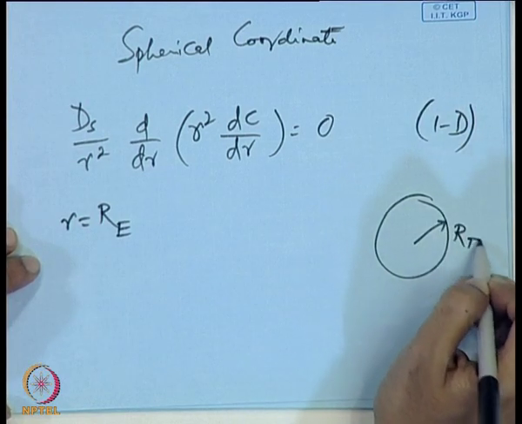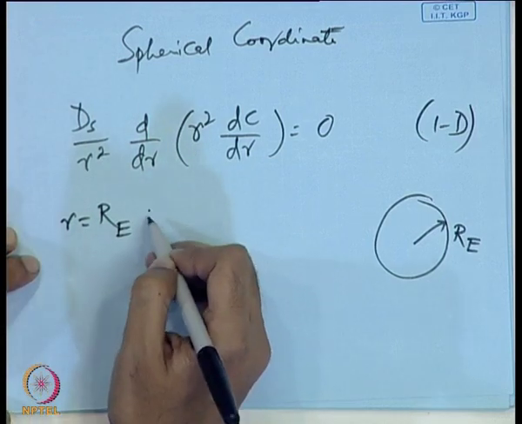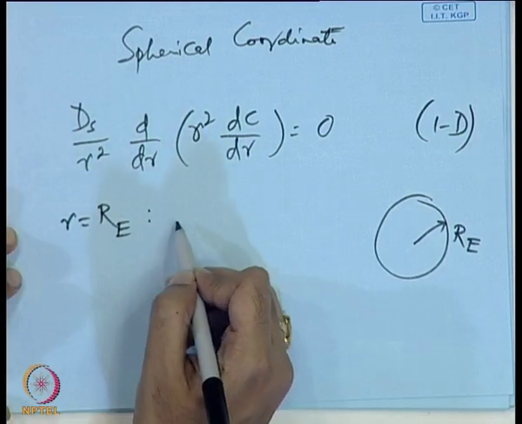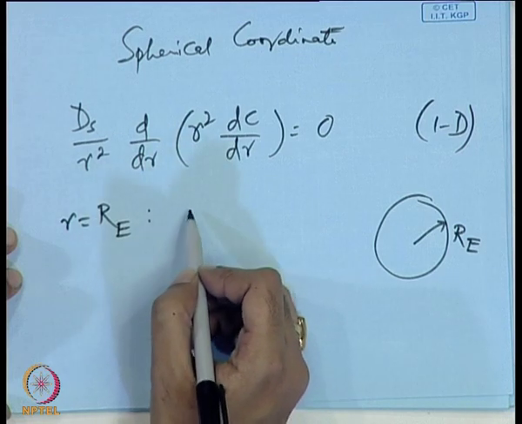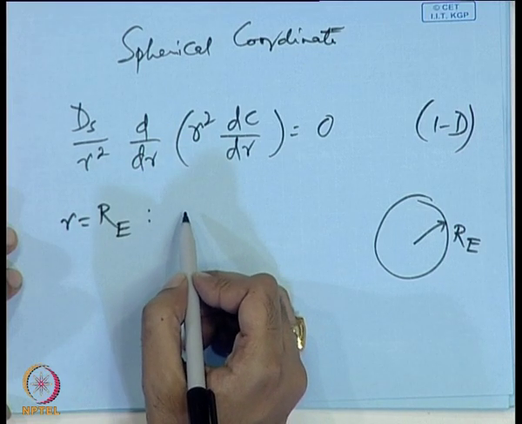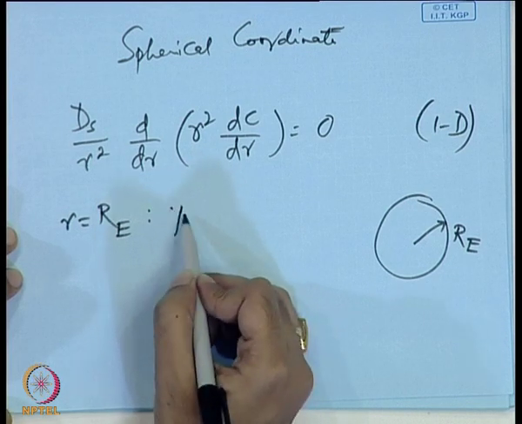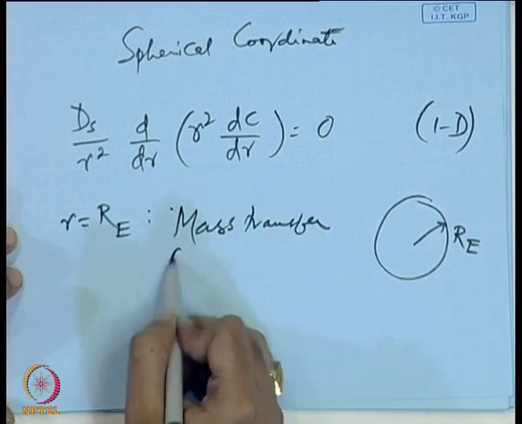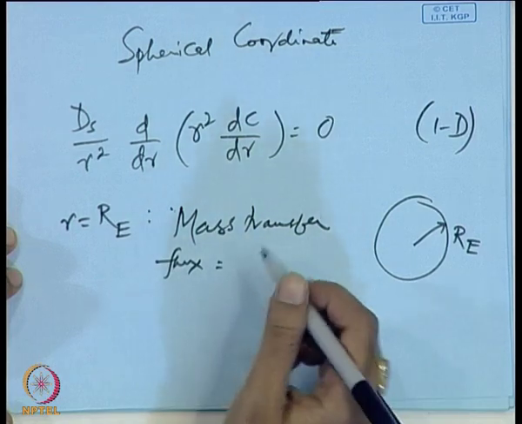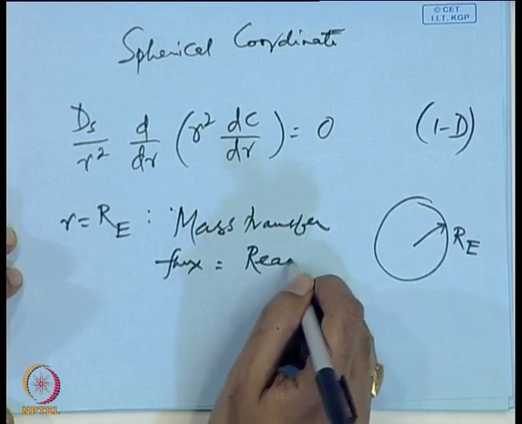Okay, what did you have? Just tell me conceptually, maybe we will write it a little later. Rate of diffusion is equal to mass transfer rate is equal to reaction. Very good. Yeah, mass transfer flux equals reaction rate.